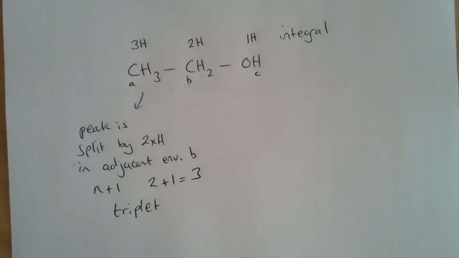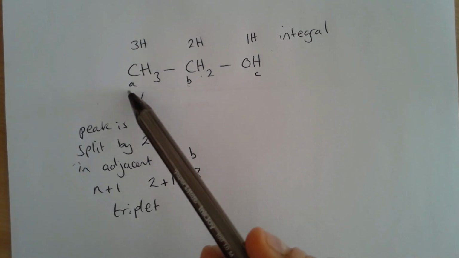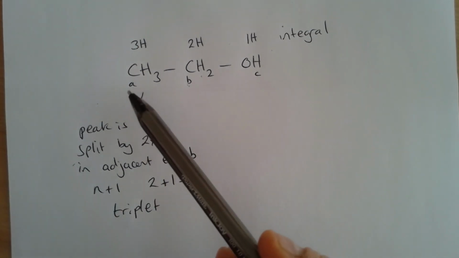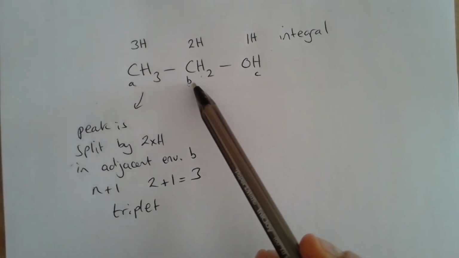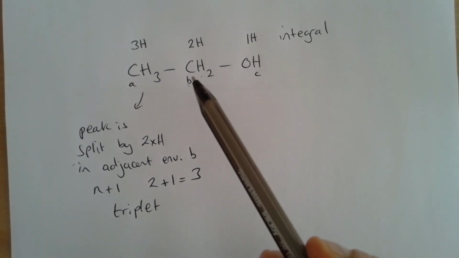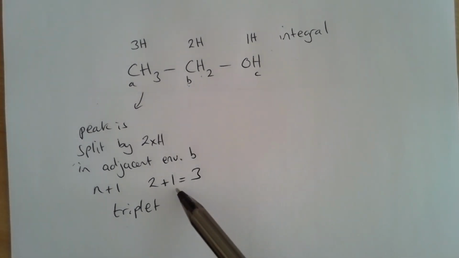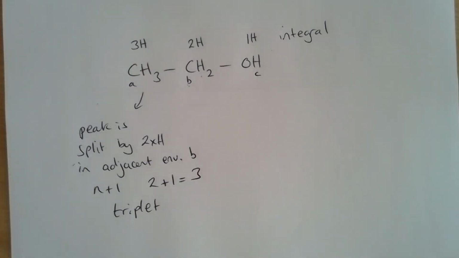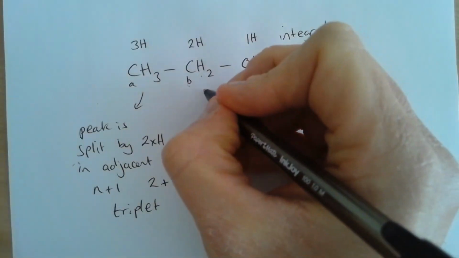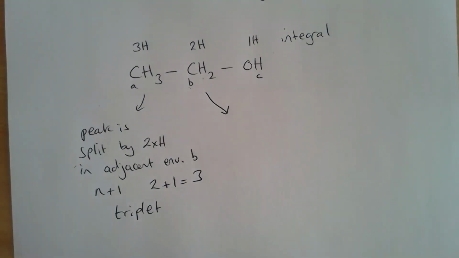Notice the fact that this is a 3H environment and the fact that this has been split into a triplet is not related to each other. The fact that A's peak has been split into a triplet is related to the fact that there are 2 hydrogens in environment B, and the N+1 rule saying that this peak will be split by this environment into a triplet.